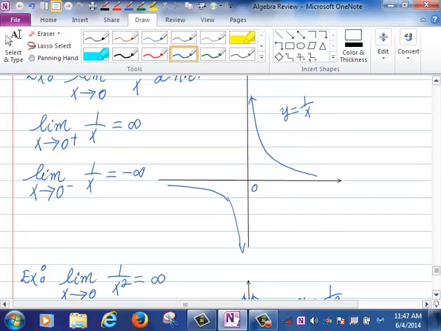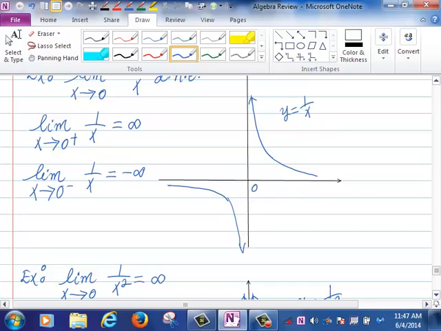Okay? If you look at the graph of 1 over x, this part is getting closer and closer to the x-axis, okay? So the limit of 1 over x as x goes to infinity is 0, which sort of makes sense. If you think about it, what we are doing is dividing 1 by bigger and bigger numbers. Obviously, the ratio is getting closer and closer to 0.